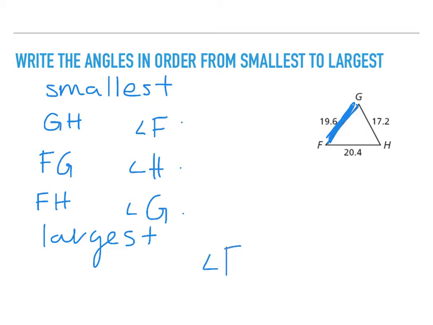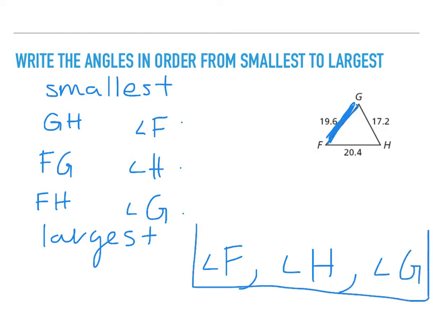So G is greater than F, and G is greater than H. If we're listing this from smallest to largest, we start with F, then we go to H, and then we go to G. So our answer would be angle F, angle H, then angle G.